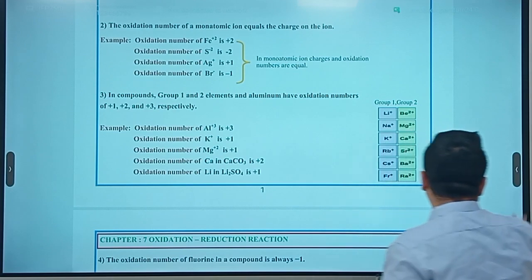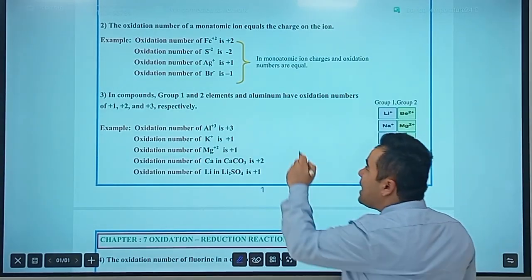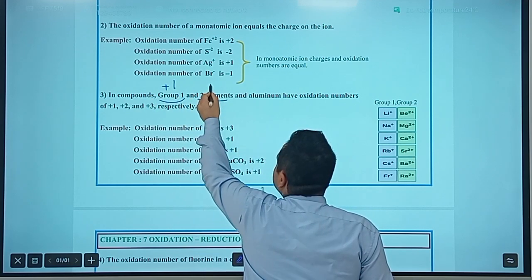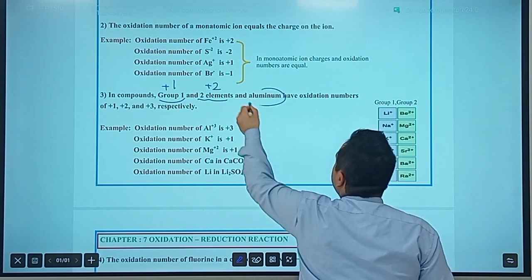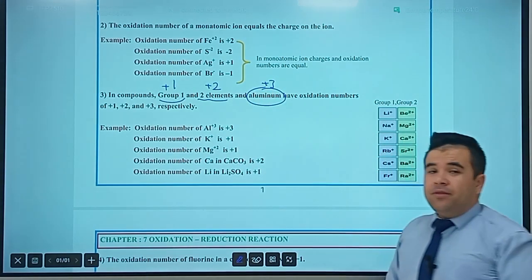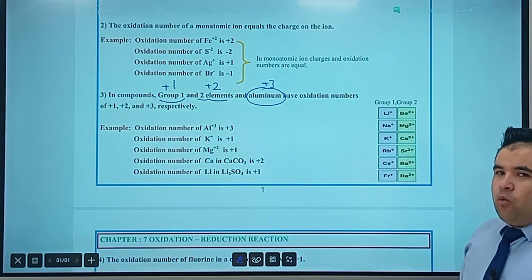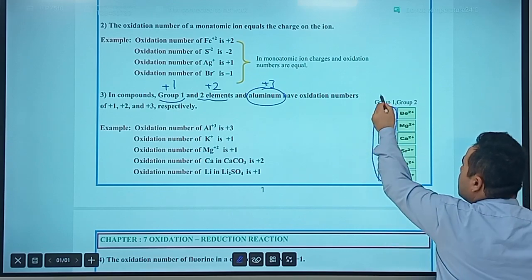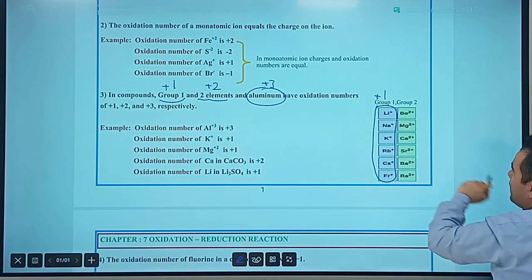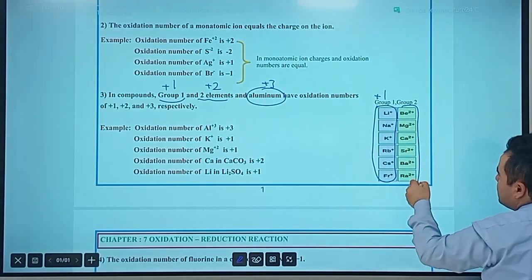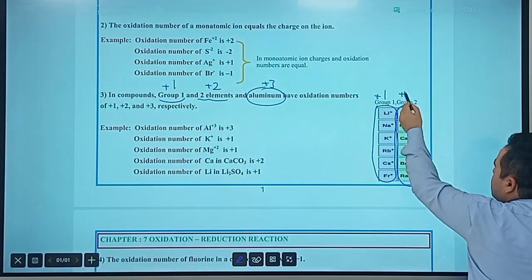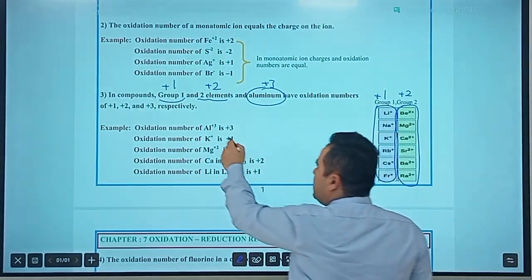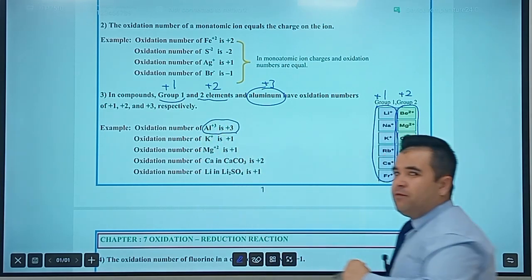The third rule, guys, talks about the first and second group elements. The group 1 elements have an oxidation number of positive 1, and the group 2 elements have an oxidation number of positive 2, along with aluminium, which has an oxidation number of positive 3. This is unchanged. Lithium, sodium, potassium, rubidium, and so on have an oxidation number of positive 1, while the group 2 elements, beryllium, magnesium, calcium, strontium, and so on, have an oxidation number of positive 2. Aluminium's oxidation number is always positive 3.